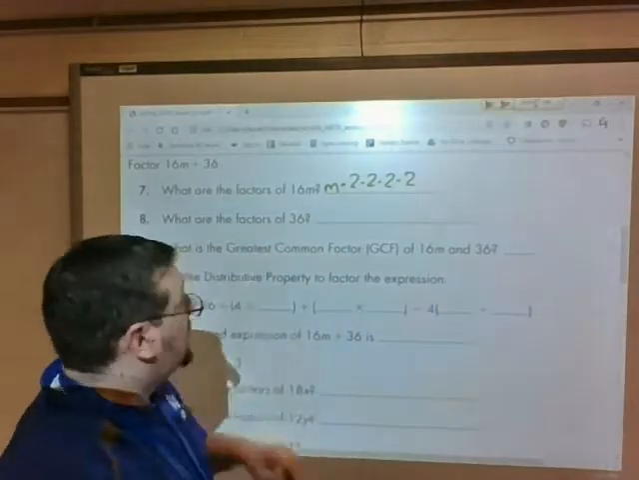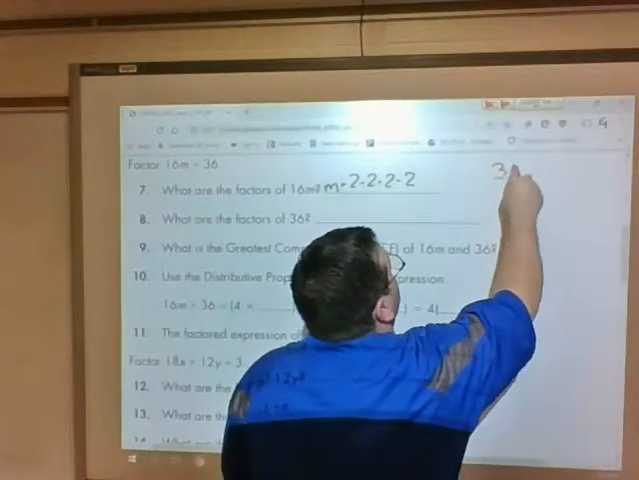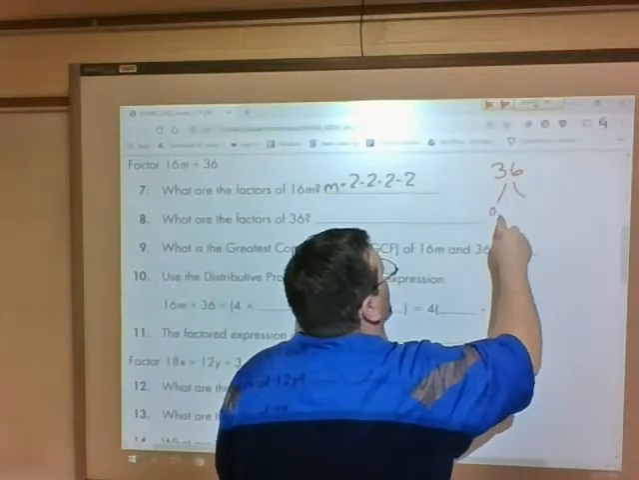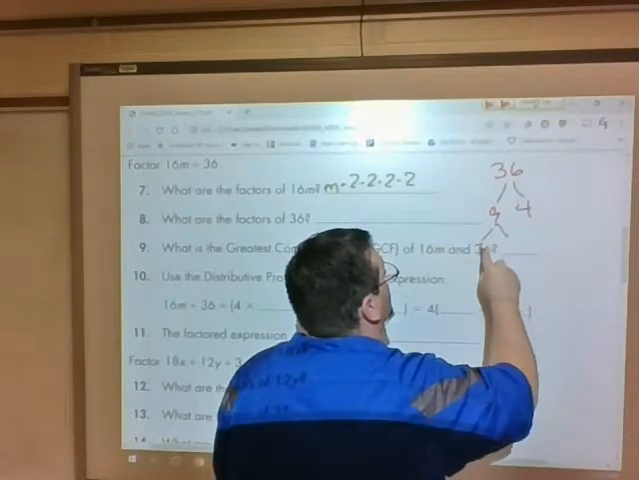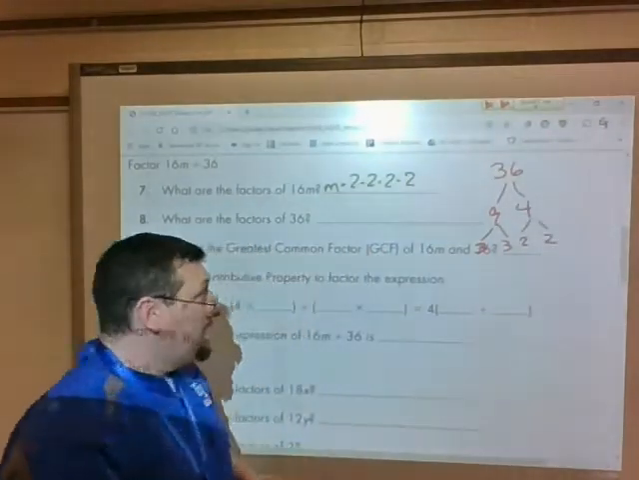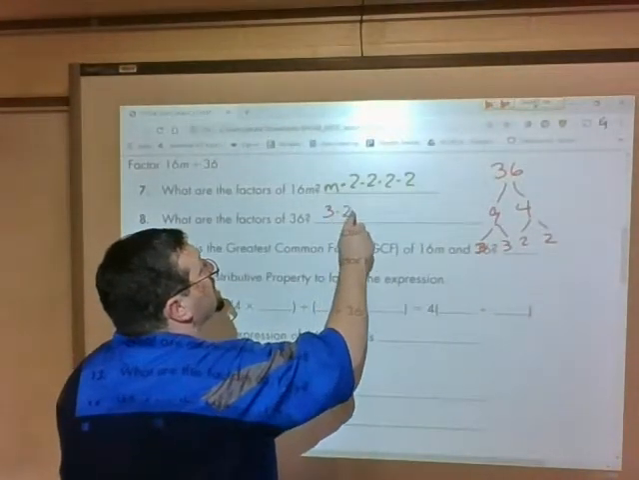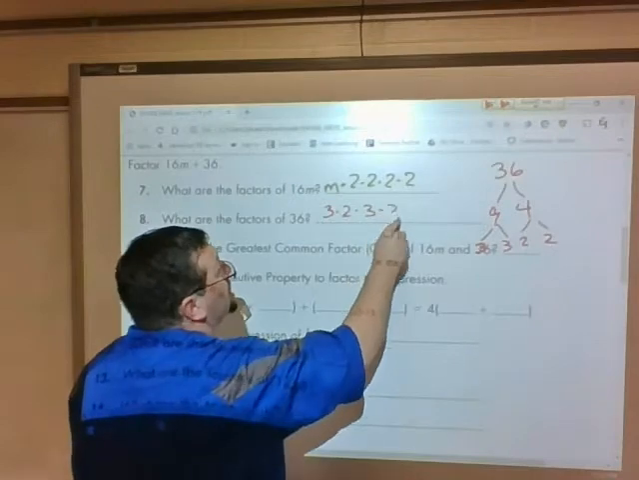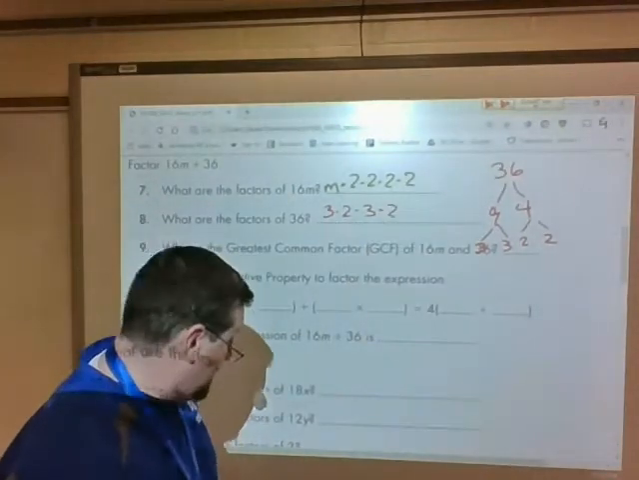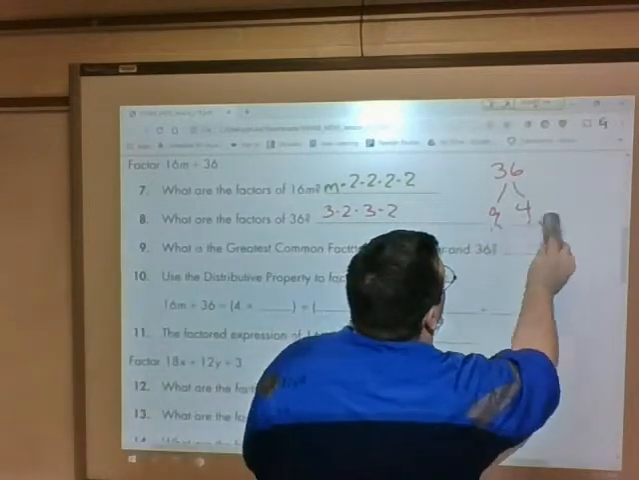My factors of 36 will be very similar. I'm going to go with 9 times 4. Over here I've got my 3 times 3, and over here my 2 times 2. So my factors of 36 are 3 times 2 times 3 times 2. I messed up the order there, but it really doesn't matter because multiplication is commutative. Go ahead and get rid of the tree.